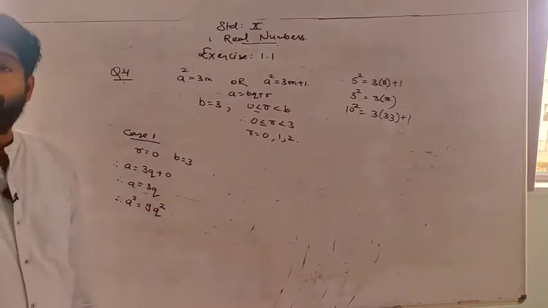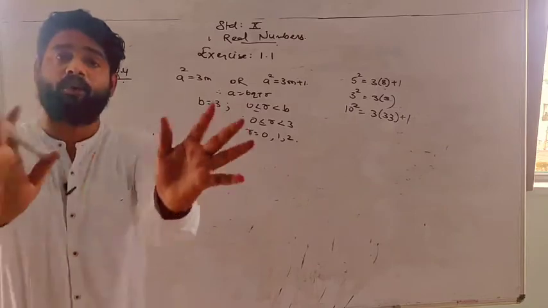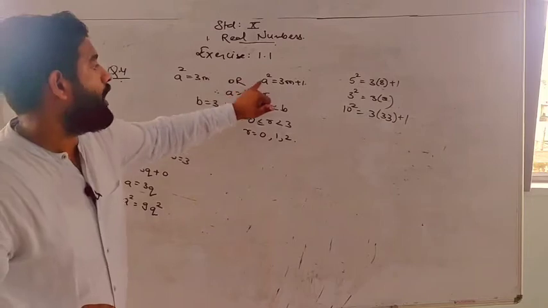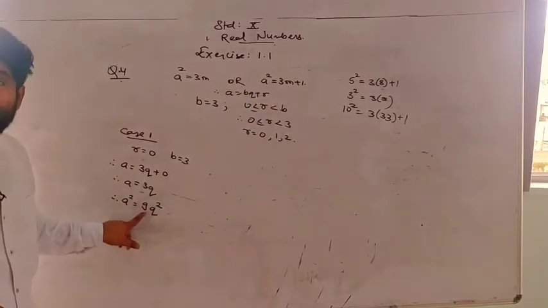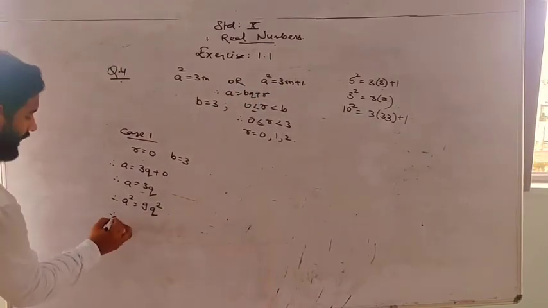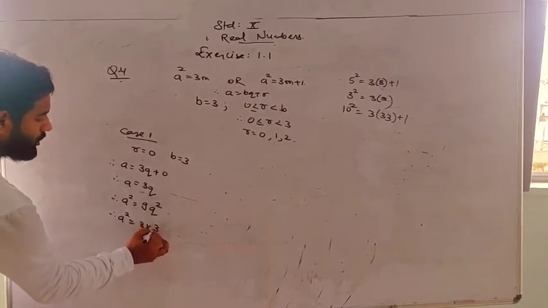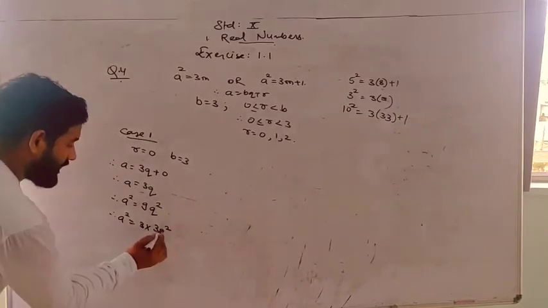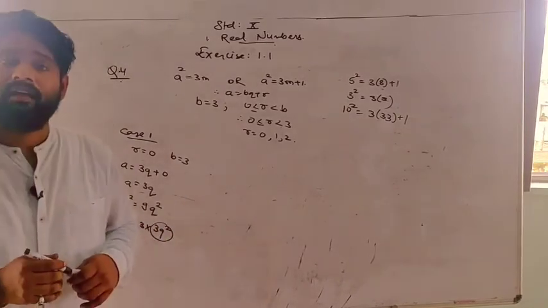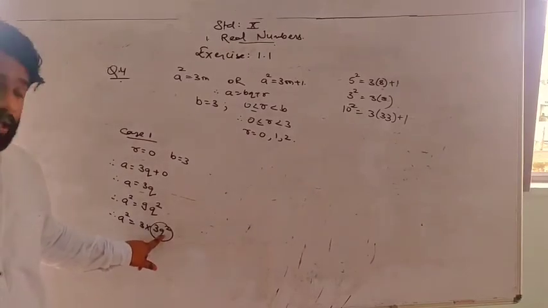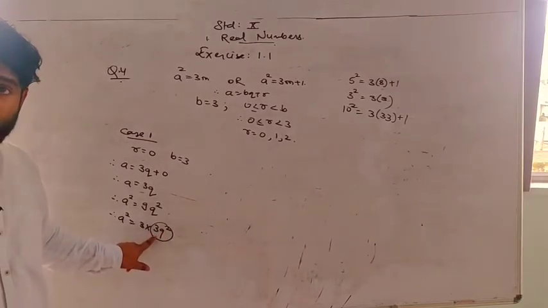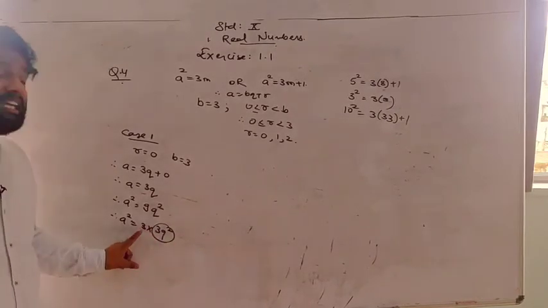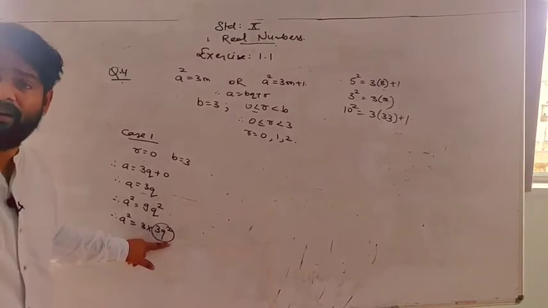9q square. But it is already given in the question that you have to represent the square of any number either as 3m or as 3m plus 1. So I can break 9 as 3 into 3. 3 into 3q square. Now this 3q square can have any answer. Suppose the value of q is 1, so 1 square is 1, 1 into 3 is 3. But whatever number is there, it is always going to multiply with 3. So I can consider this as any number.